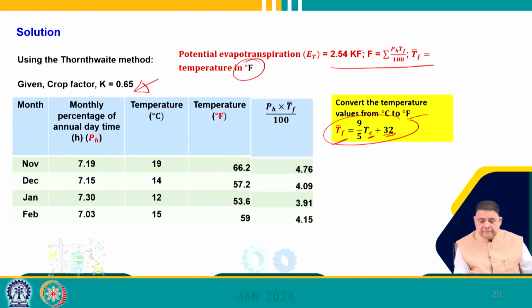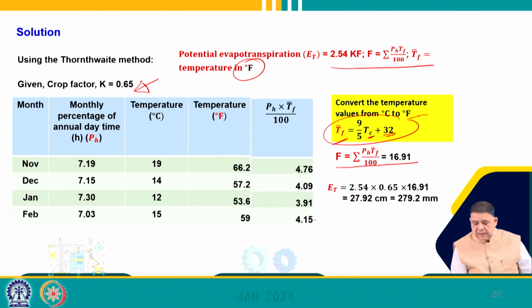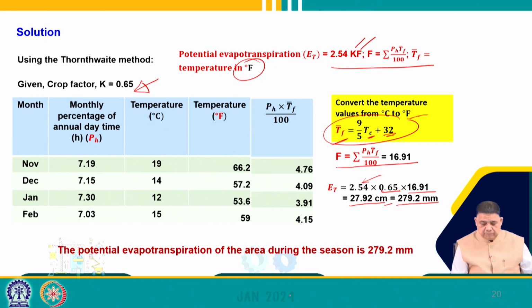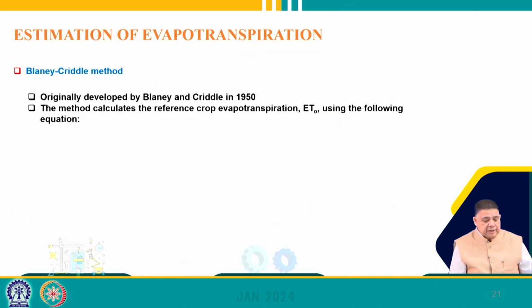And also we can find out the value of F, that is Ps times Tf divided by 100, and of course, the sum of F comes out to be 16.91, and then ET, because we know K, we know F. So, K is 0.65, F is 16.91, and this is a constant anyway. So, this comes out to be 27.92 centimeters or 279.2 millimeters. So, the potential evapotranspiration of the area during the season is 279.2 millimeters. So, that is how we can use the Thornthwaite formula to find out the evapotranspiration.